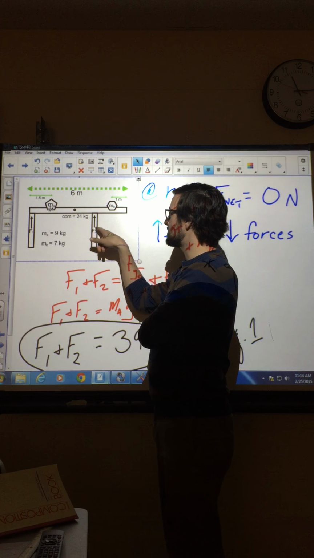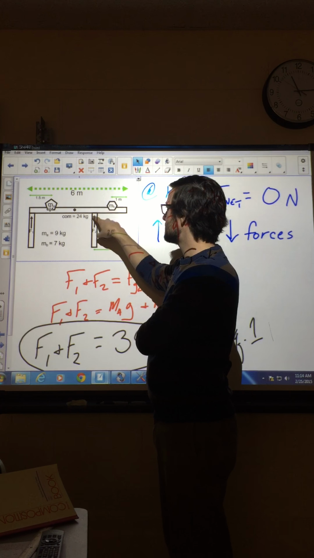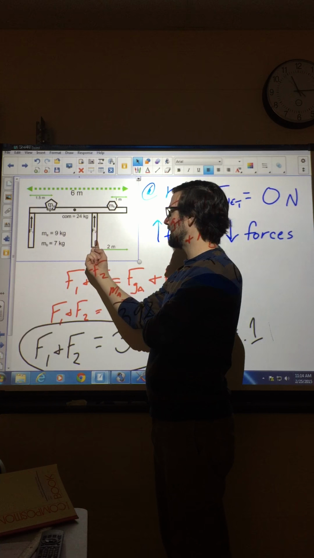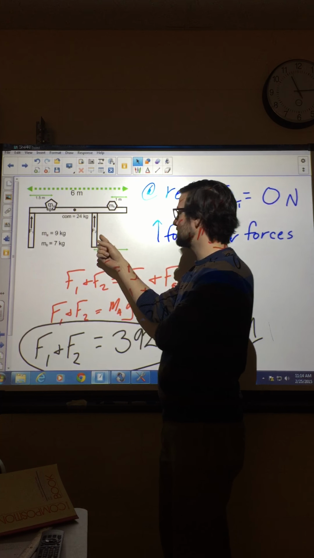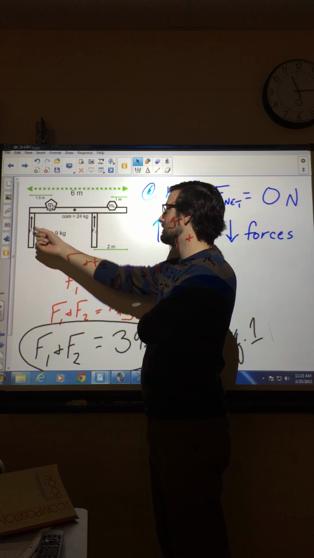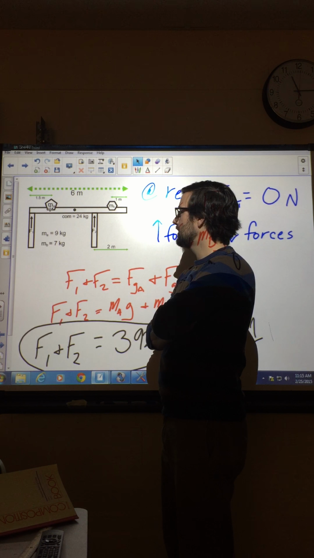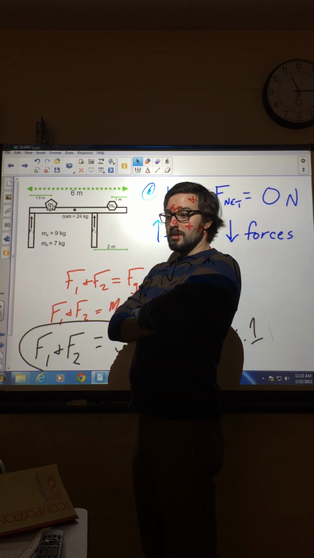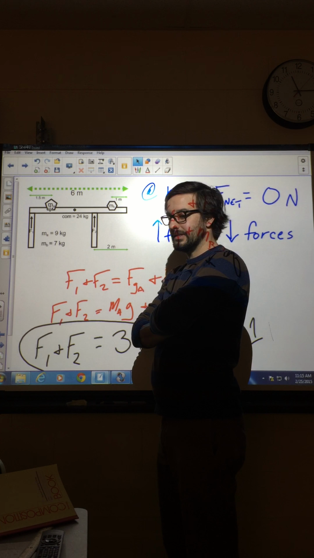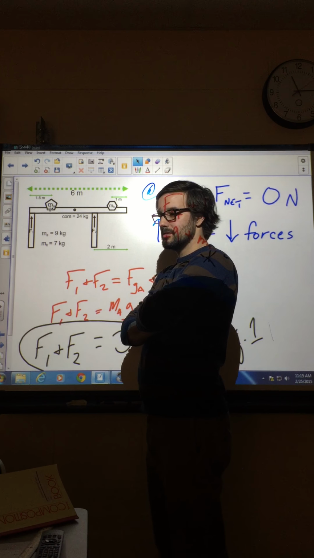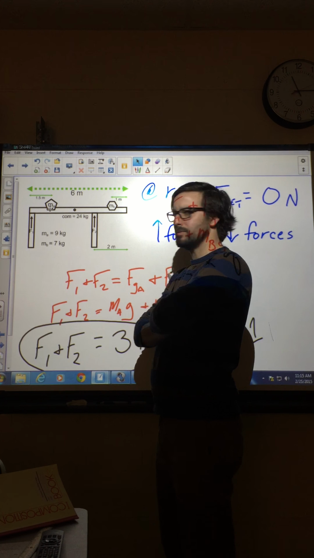Hopefully from looking at this picture, you can tell that most of the mass is concentrated closer to leg 2, our second leg. As a result, the second leg is going to have to provide more support force than force 1. How much more is the question? And so here it's sort of tricky. So what do you do?